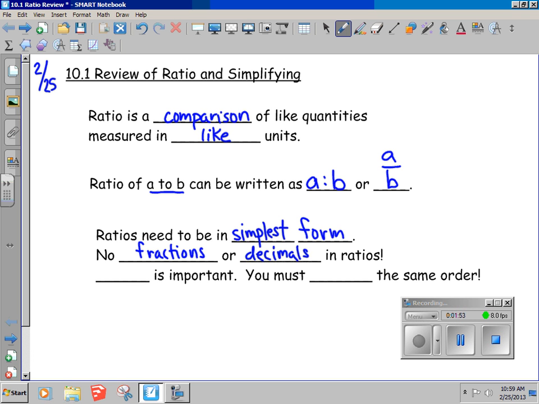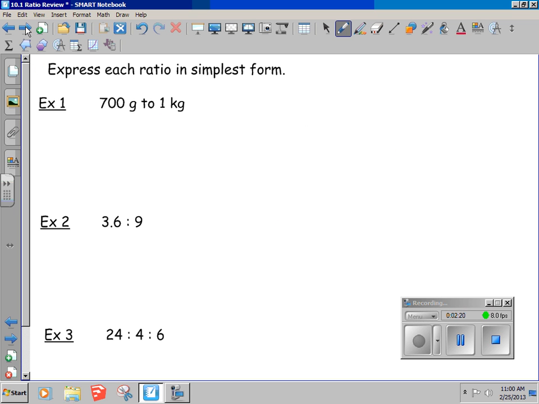Very important, order. The order in which a ratio is expressed is important, and you can't just change it. You have to continue making the comparison in the same order that it's presented. So you must maintain the same order throughout a problem where you're working with a ratio. Those are some of the basics, and that sets us up to look at some examples for today.